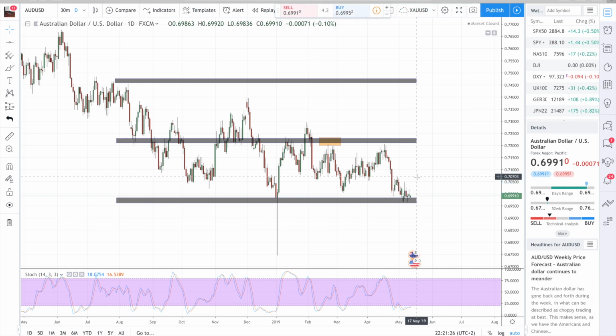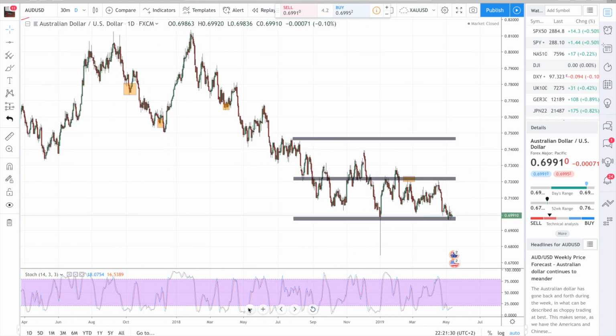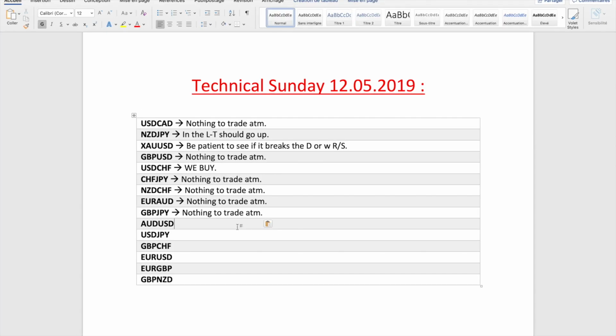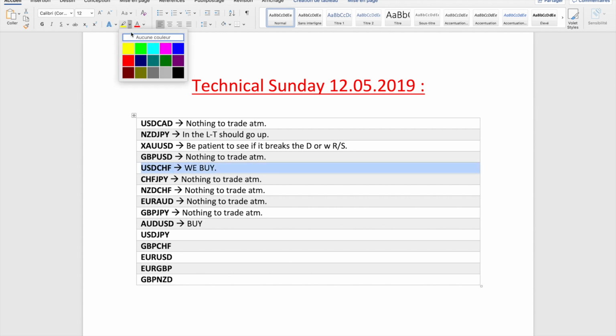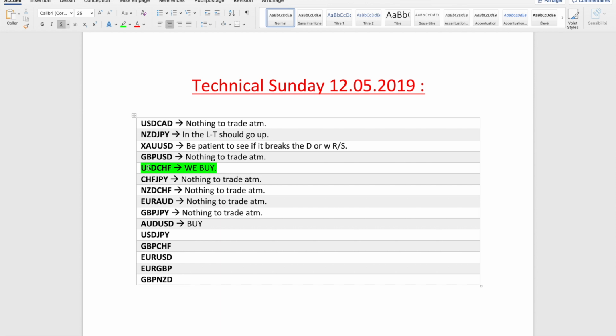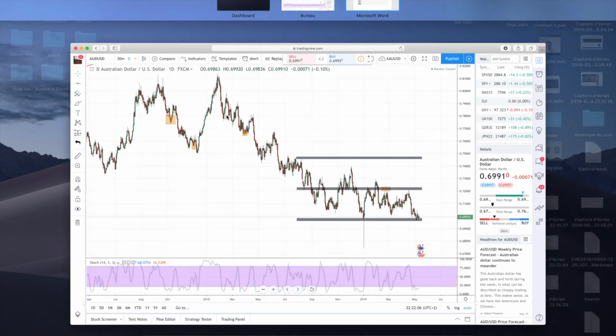Now AUDUSD, it should go up. For me, AUDUSD is a buy. But here, I'm not making a buy because I will not buy it. USDCHF means that USD will probably get stronger. But here, if we're buying AUDUSD, USD should be weaker. So there is kind of an opposite side. So I won't trade that one.